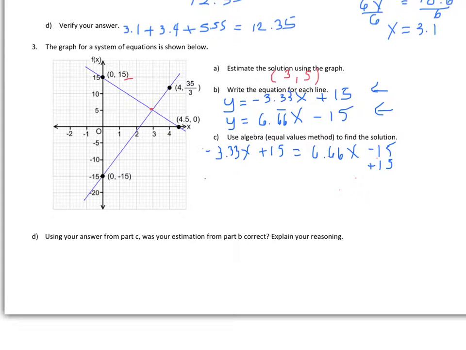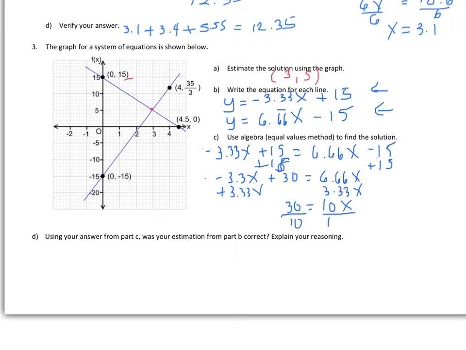Plus 15, plus 15. What I get, that's not a very pretty 15, is it? Is negative 3.33x plus 30 equals 6.66x. And then to get this x over on the other side, I add 3.33x. 30 equals 10x. I divide by 10. x equals 3.